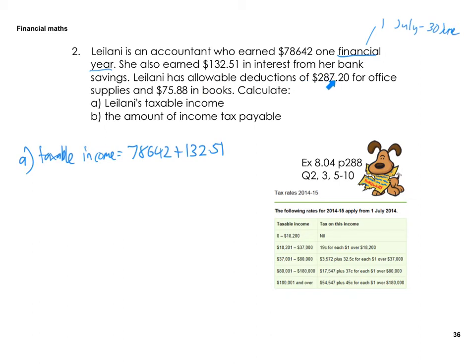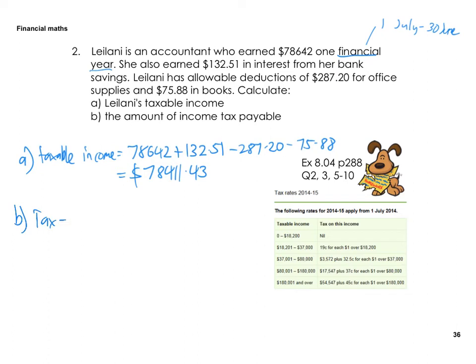Then we can take away 287.20. We can also take away 75.88. So minus 287.20 minus 75.88. So yeah, add income, take away deductions. Now work that out. That is 78,411.43. So that is my taxable income, which I'll put into this table in part B. Let's now do part B.